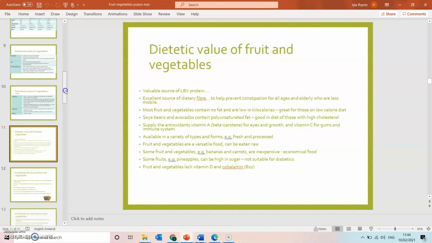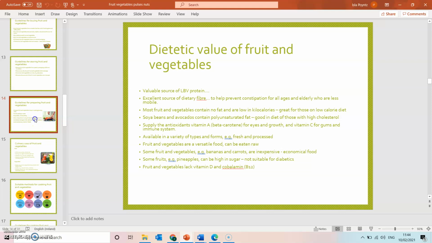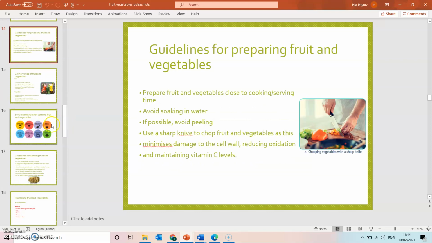Okay, so the dietetic value here, just watching, and you can use your book to reinforce this. Whose diet and why? Okay, plus economy and versatility. They're versatile, they can be eaten raw, they're available in a variety of forms and types, fresh, processed, etc. Okay, I'm not going to go through the buying and storing because there's nothing really new there. Okay, just watching when you're preparing fruit that you don't use a blunt knife because it will release an enzyme, oxidase, that will destroy the vitamin C. So a sharp knife always.